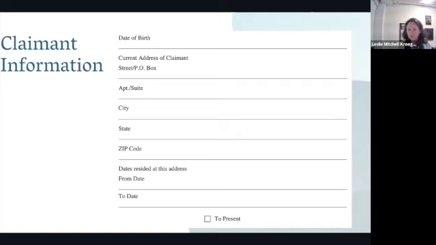The first section says, how long have you been there? From whatever date to the present. Next page.